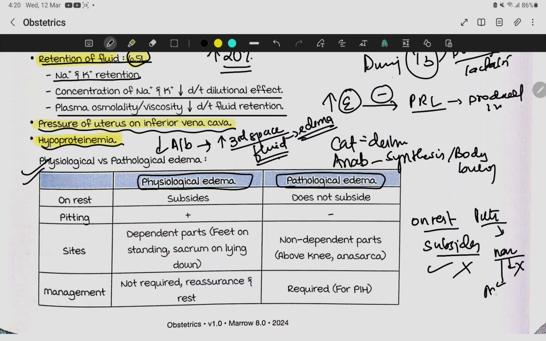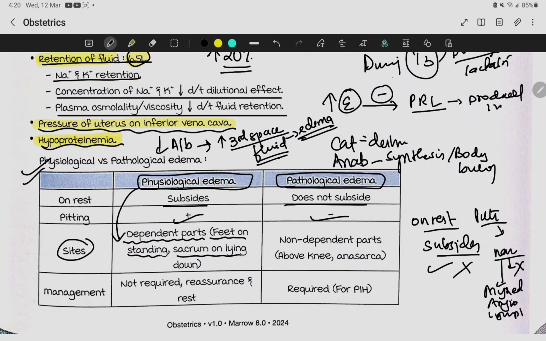So it can be due to mixed edema, it can be due to angioneurotic edema, or it can be due to filarial lymphatic obstruction. Okay, about the sites, obviously physiological edema is the one which is on the dependent parts like feet, on the standing sacrum, on lying down, whereas pathological edema is above the knee, that is anasarca. Anasarca is generalized edema, right?